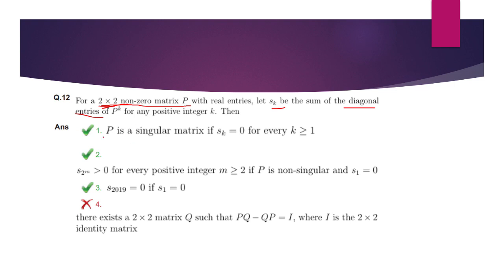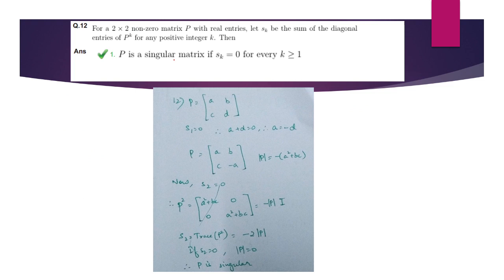So the first option we'll look at is P is a singular matrix if the trace is 0. So it is a 2 by 2 matrix, as I said, so I've taken P is equal to A, B, C, D. Now the trace S1 is 0, why? Because this is P to the power 1, so S1 is 0. Therefore A plus D is 0, therefore A is equal to minus D, or D is equal to minus A. So I substitute A, B, C, and minus A. So now the determinant of this is nothing but minus A square minus BC, so this is our determinant. Why is it required? I'll tell you later.